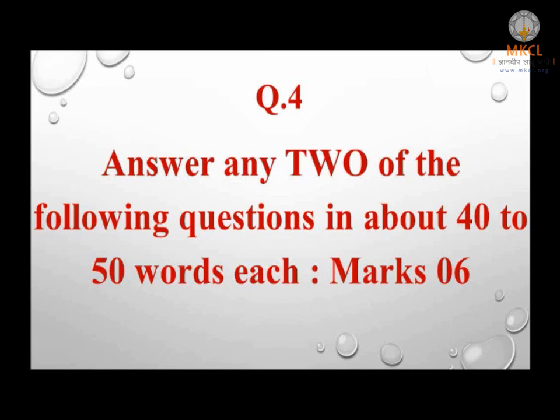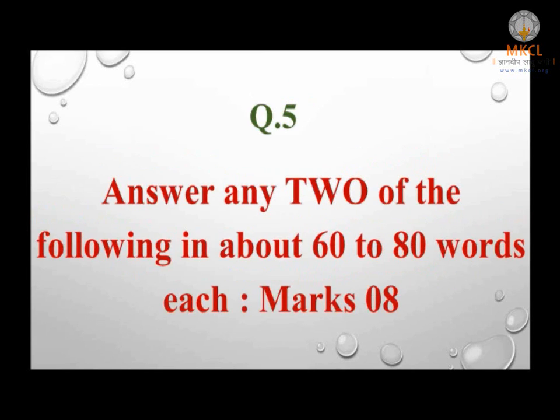Now let us switch over to the last question, question number 5 of our history paper, because this is the last 8 marks question. 20 marks worth we've already written. Question 5 is: answer any two of the following in about 60 to 80 words. Each short note is of 4 marks. Here you have to begin with the background of the topic and conclude with the effects in future.